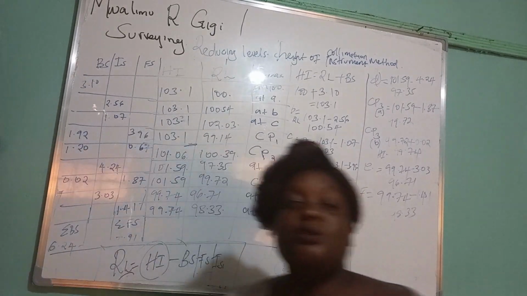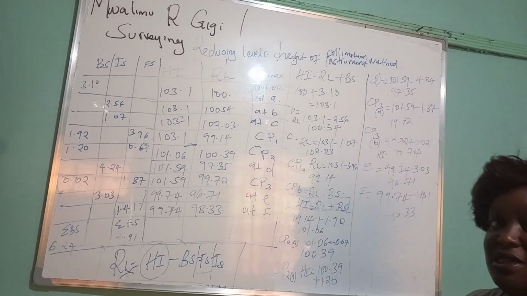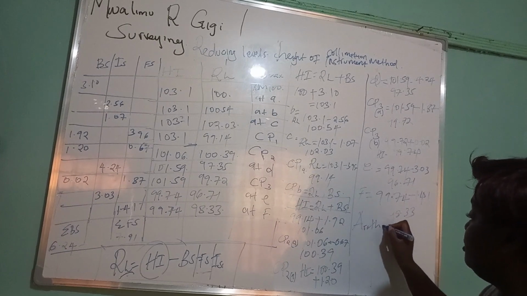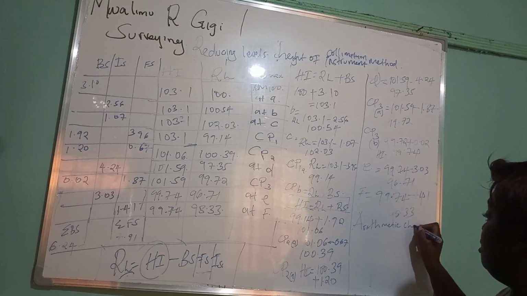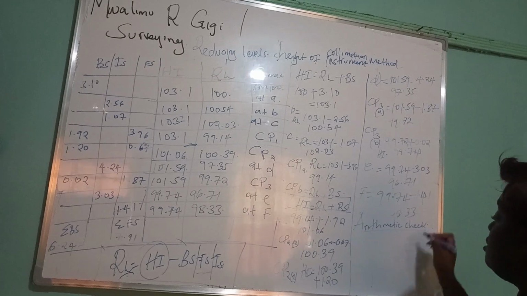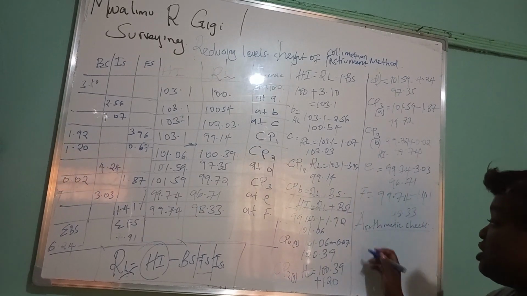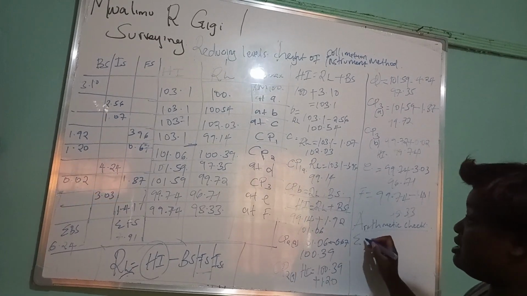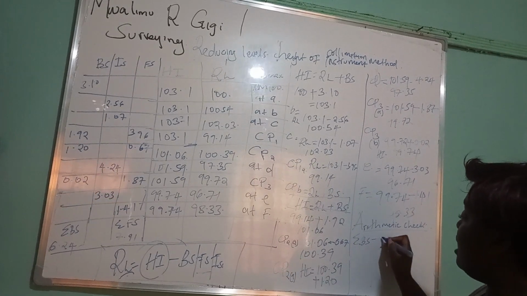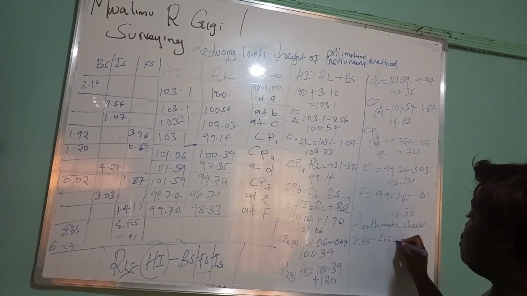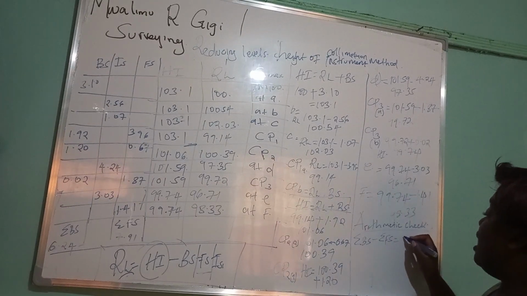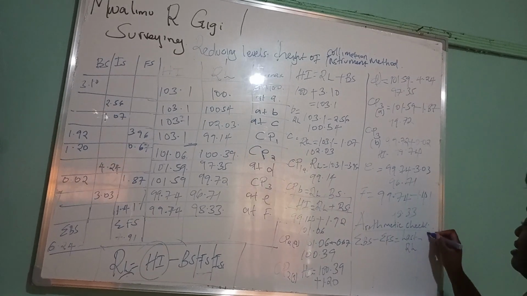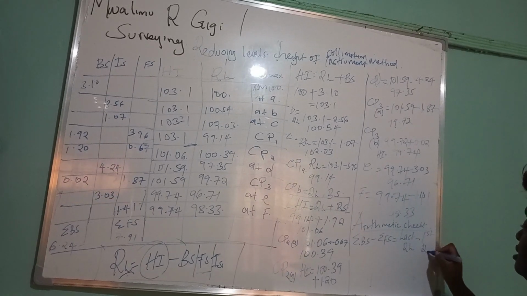So we want to check if we have done the correct thing. We want to do the arithmetic check. So the arithmetic check for height of instrument is that the sum of backsight minus the sum of foresight should be equal to the last reduced level minus the first reduced level.